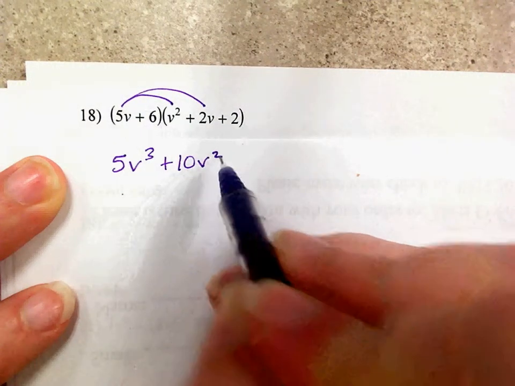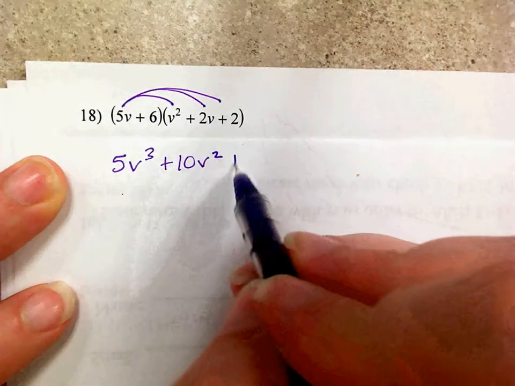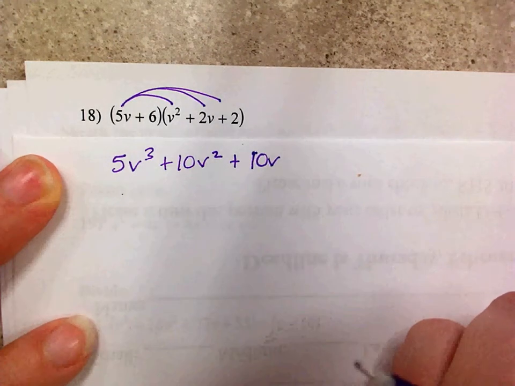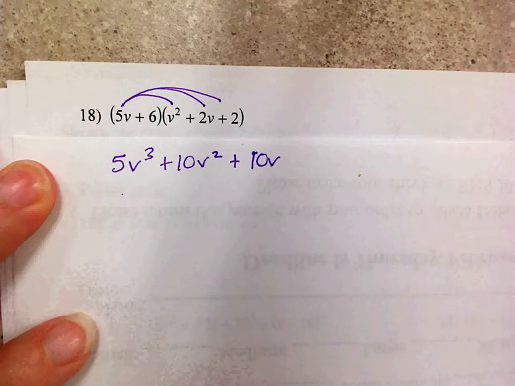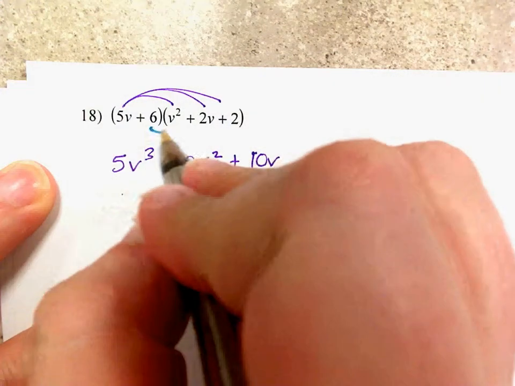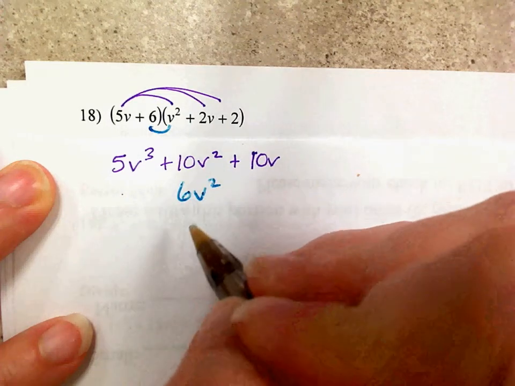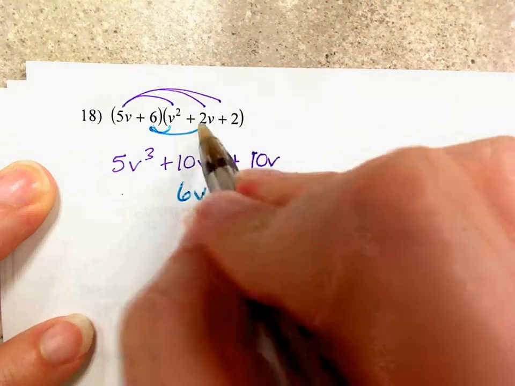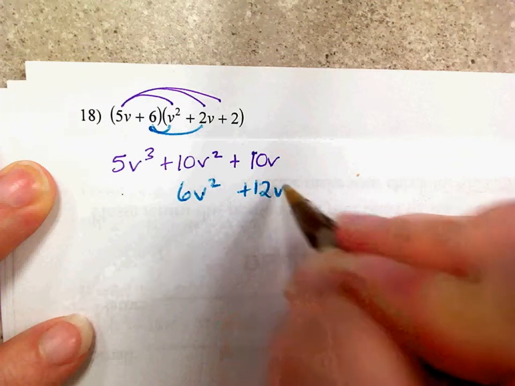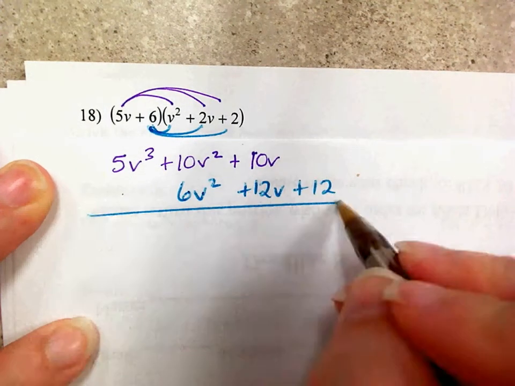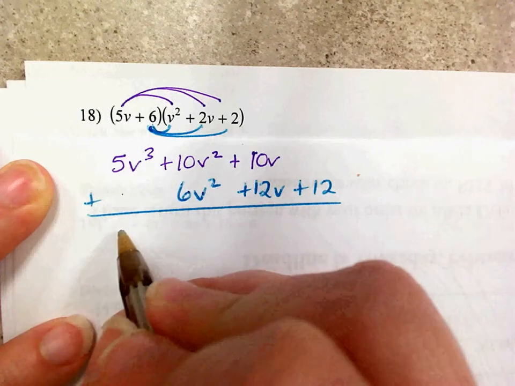Now what do I need to distribute? The 6. Okay. 6 times v squared. And I'm going to stack it underneath the already v squared that we have. 6 times 2v is 12v. 6 times 2 is 12. Add, and I've got 5v cubed plus 16v squared plus 22v plus 12.